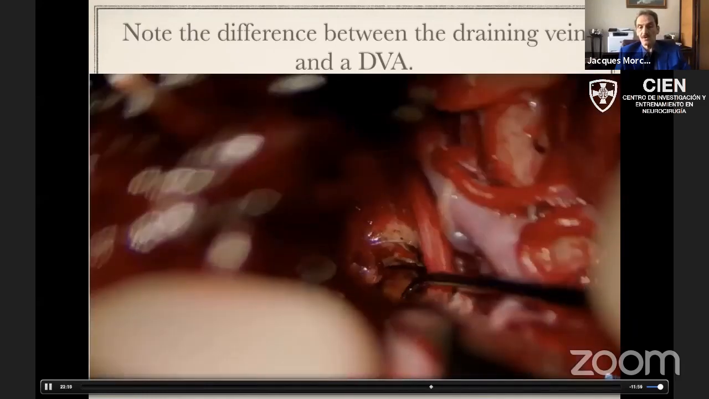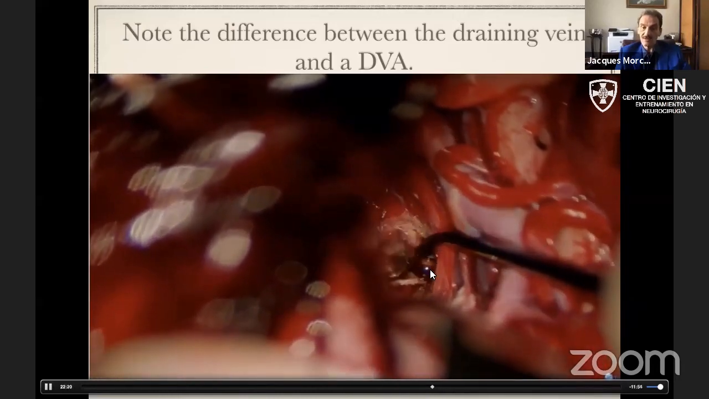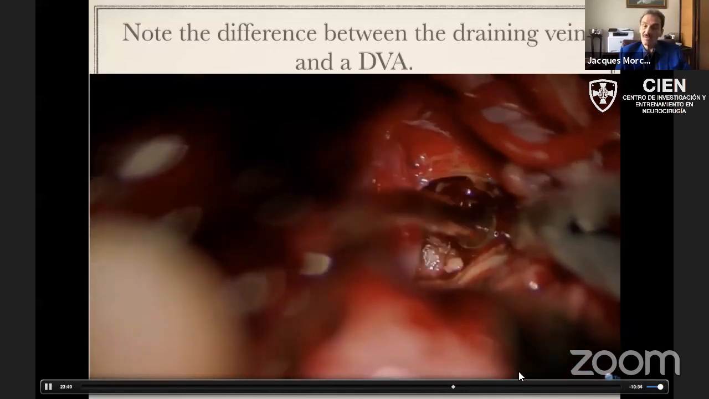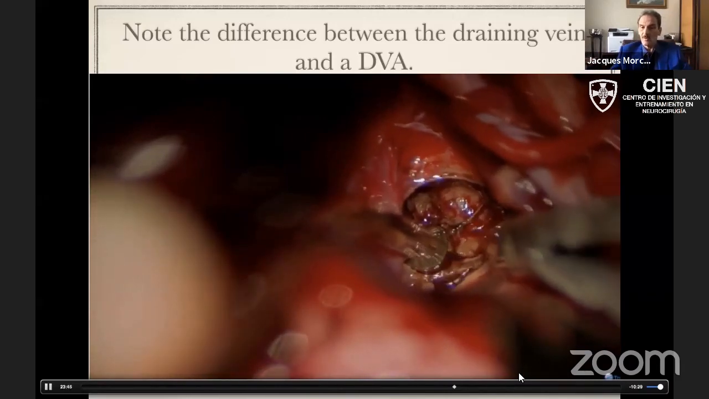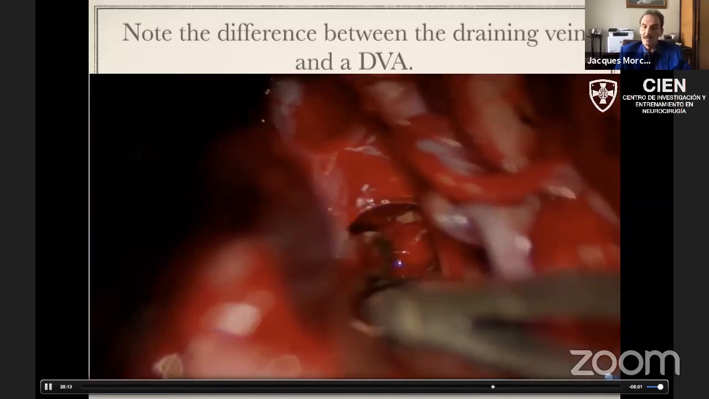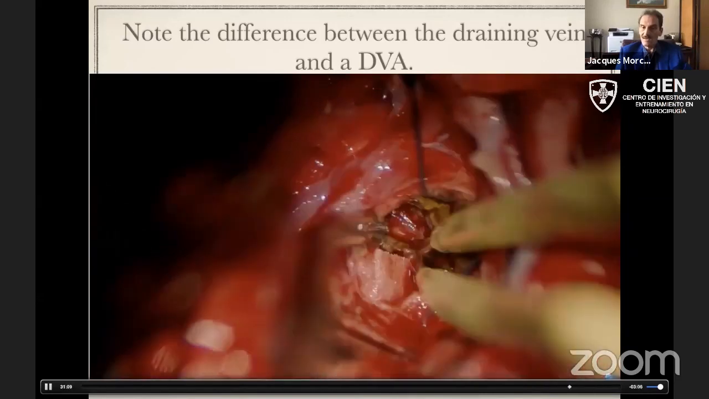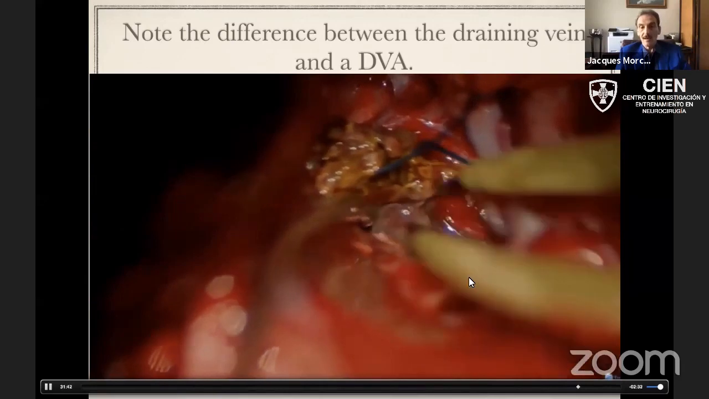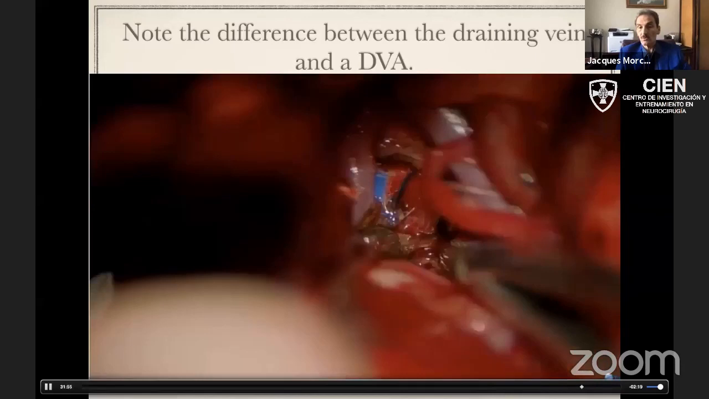In this case, you get the hematoma out, and gradually you stay in this gliotic yellowish plane, and you bipolar what you think are tiny arteries feeding the cavernomas. As you know, cavernoma certainly has a blood supply, even though it is angiographically occult. And what I want to show you is the vein that I will take on purpose. It's not the DVA, it's a vein.